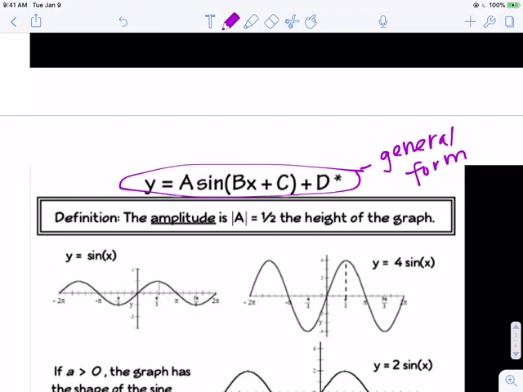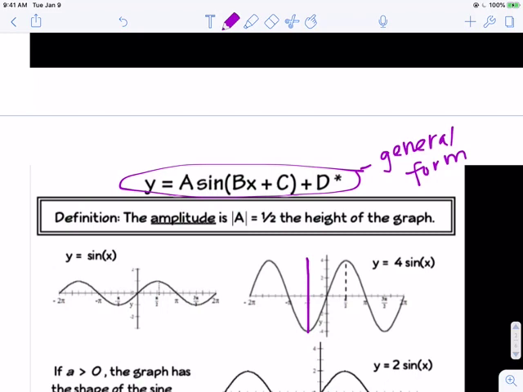Amplitude. If I give you this, it's really easy to tell me the amplitude. You just look at A and take the absolute value. But if I give you a graph, it's 1/2 the height of the graph. Take a look at what the height of the graph is. That's the height. Take 1/2 of it, and I'm telling you how tall any one hump is, right?